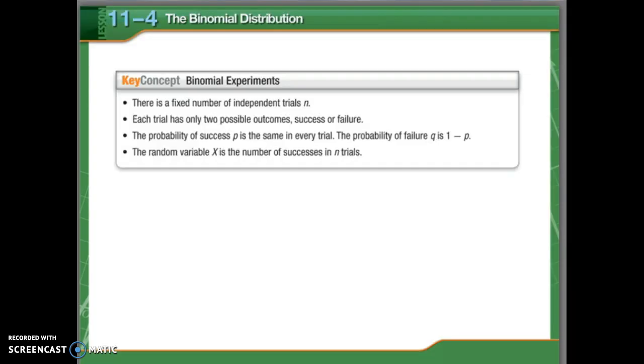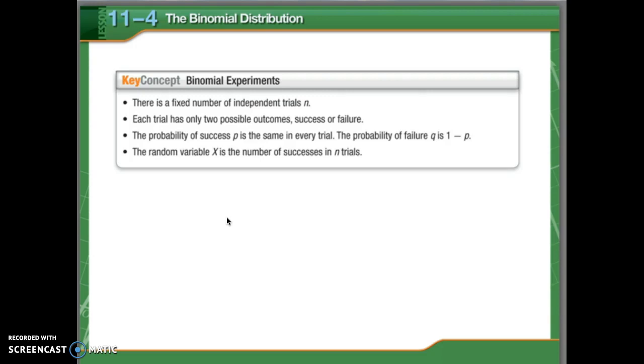We're going to start off with a key concept on what a binomial experiment involves. The first point is that there is a fixed number of independent trials n. The second point is that each trial has only two possible outcomes, success or failure. Think about flipping a coin in this sense. Heads or tails. There's no other possible outcome.